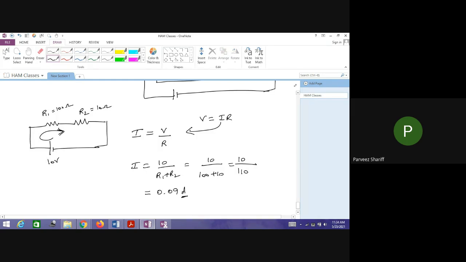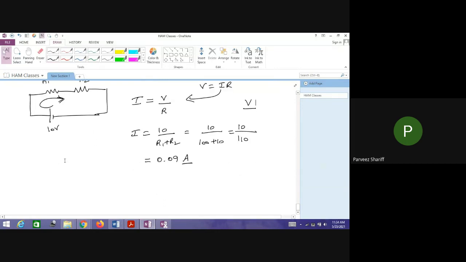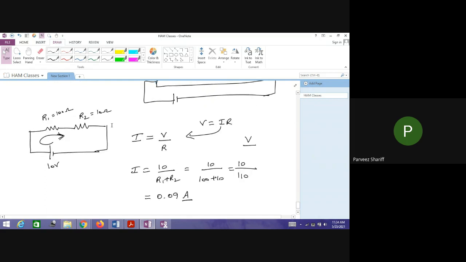And the unit of current is always measured in amperes, and it is represented as capital A. Even in exams, the unit will also come. What is the unit of current? Current is represented in terms of amperes, and voltage is represented in terms of volts, V. So this is how we can calculate the current, or we can find the resistance, or the voltage drop across each of these points.